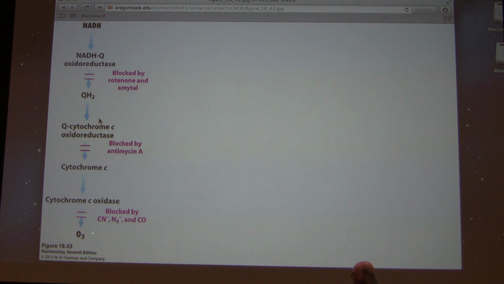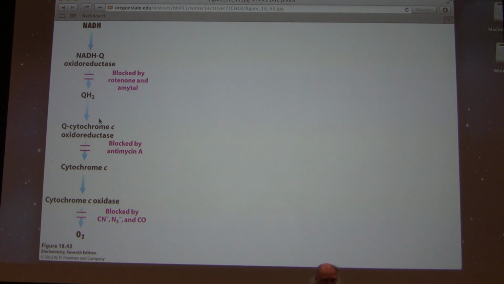Okay. Now, this block of complex 4 is, as I said, very, very nasty. It's very fatal. And it's not something that we want to mess with, certainly. But in the laboratory, we use these as tools to study the movement of electron transport. And people who worry about how many protons get pumped out and so on and so forth, and all that adding up, use these inhibitors as ways of studying that. So they have some very useful research purposes.